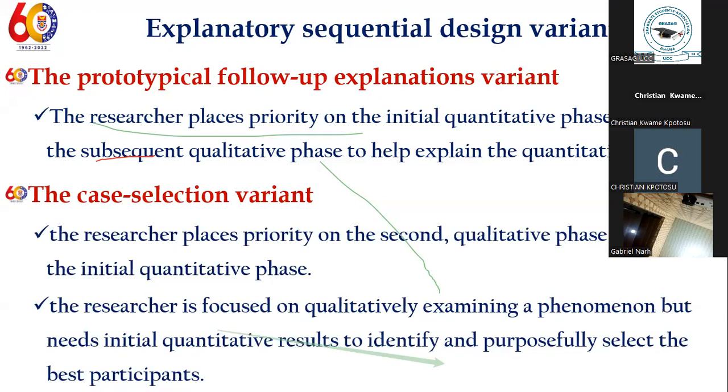As I have said, if you want to select cases for your study, the researcher places more focus on the qualitative phase instead of the initial quantitative phase. Here, the researcher is focused on qualitatively examining a phenomenon, but needs initial quantitative results to identify and purposefully select the best participants. So in this case, you see that the data collection is at play here. But the data collection is from whom?